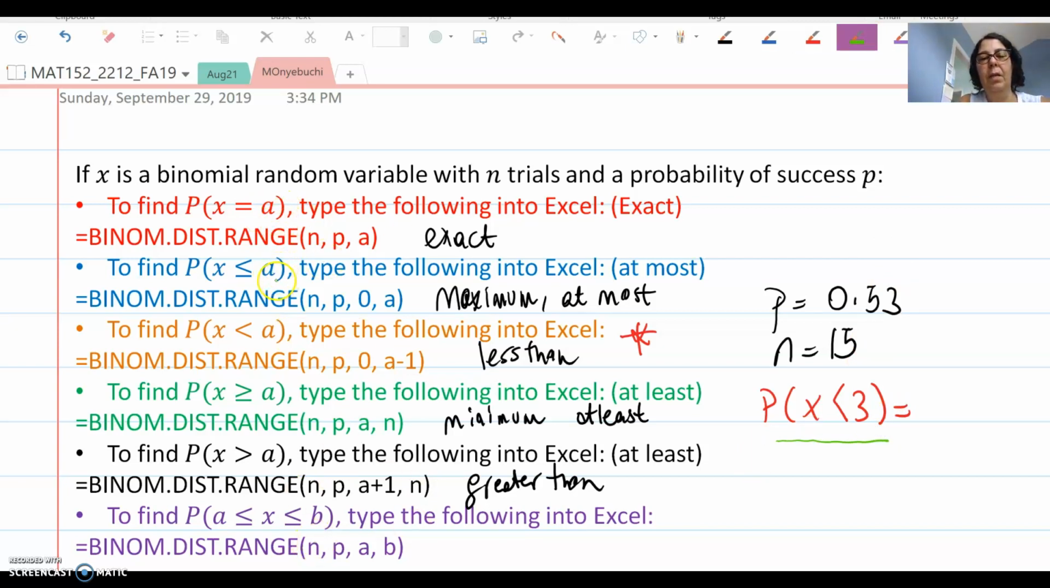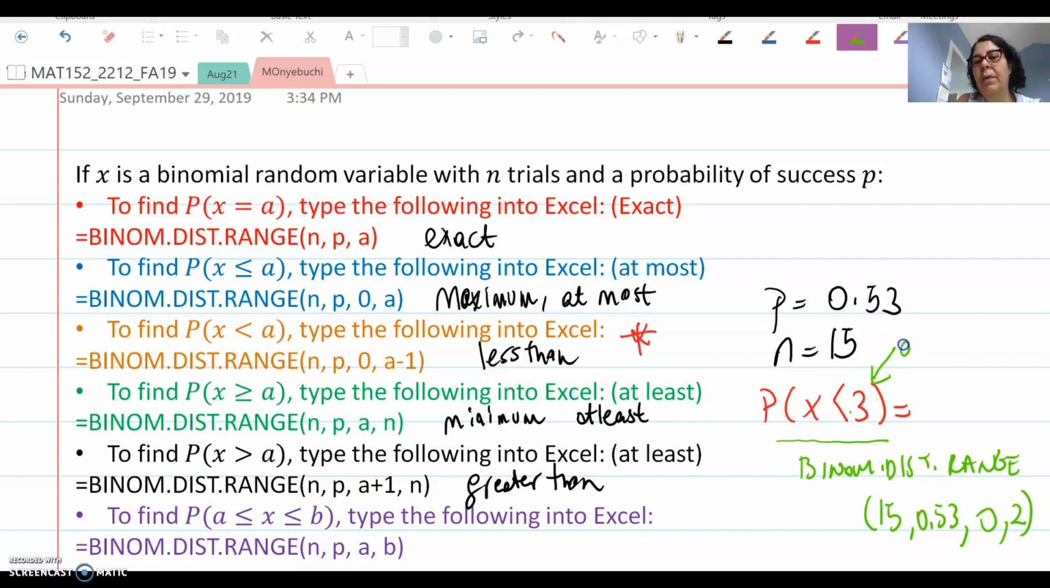X equals 8, x less than 8, x less than or equal to 8, x only less than 8, which is our case, greater than or equal to a, greater than a, and between a and b. So since we're using this one, the command will be binom.dist.range, and then we're going to type n is 15, probability is 0.53, 0, and for 3 there it should be a minus 1, that should be 2. So our a here was 3.